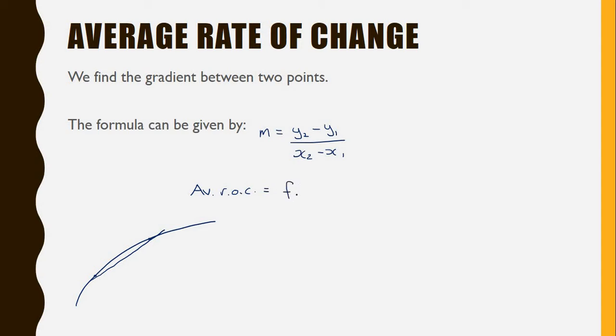We have f of x2, so as in we sub in our second x value to get our second y value, minus f of x1. So we sub in our values there, over x2 minus x1. It's essentially, though, just the formula for the gradient between 2 points, average rate of change.